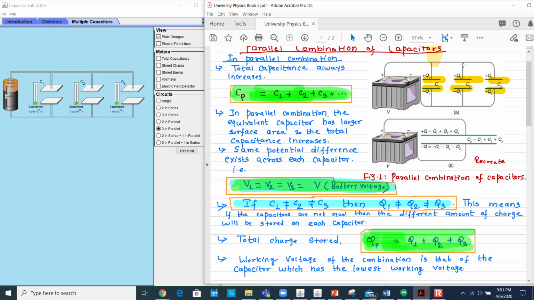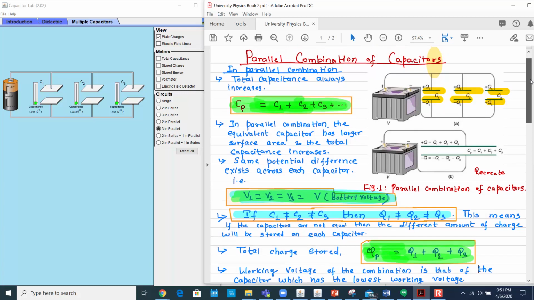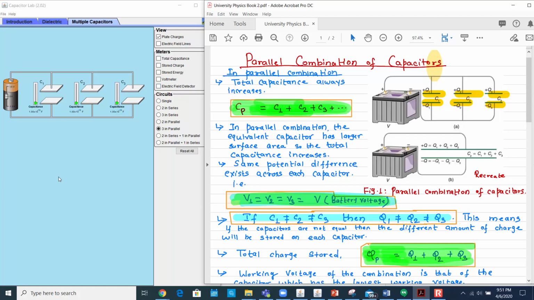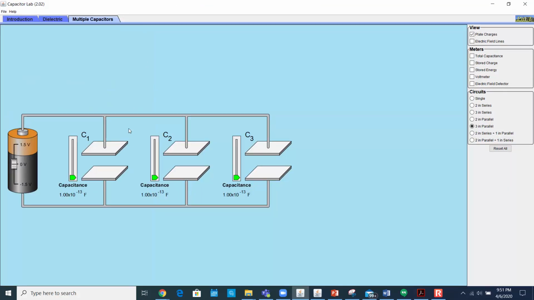Even if the capacitor blows away, these two capacitors C1 and C2 will still be in the combination, but that's a different story. Now let me explain this using this simulation. Here I have chosen three capacitors C1, C2 and C3. Let me zoom in a little bit. Each has a capacitance of 10 picofarad.